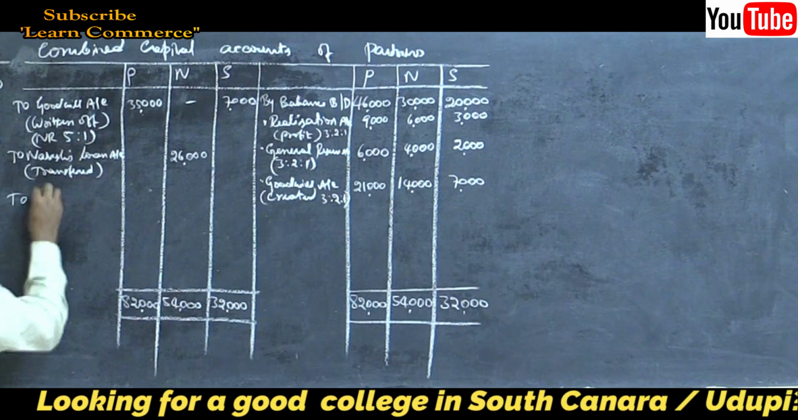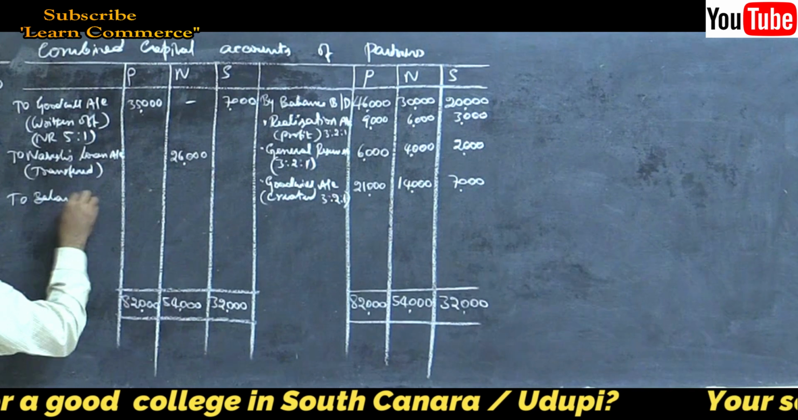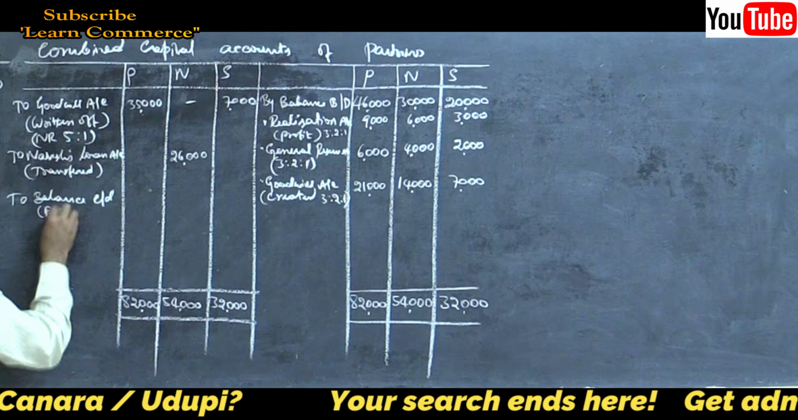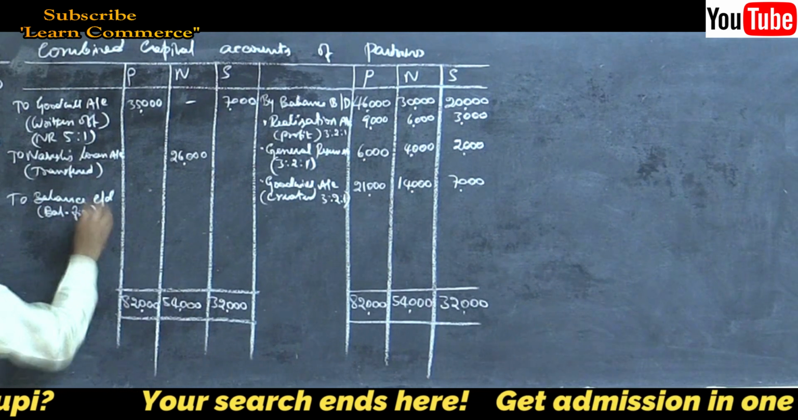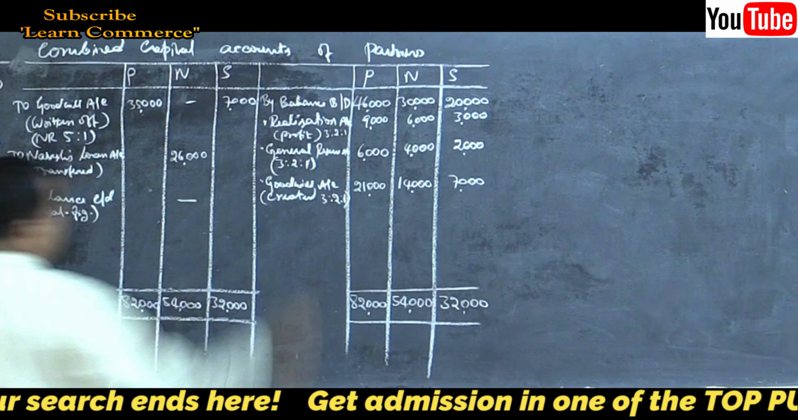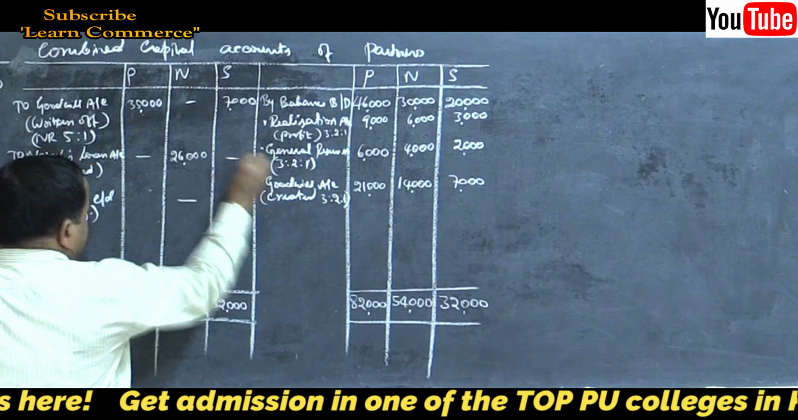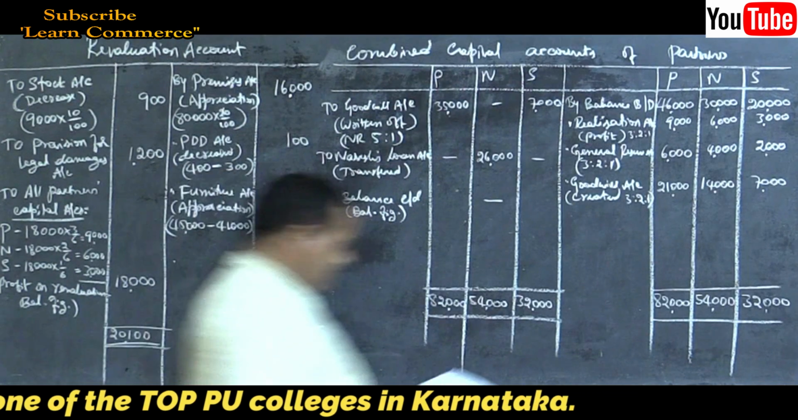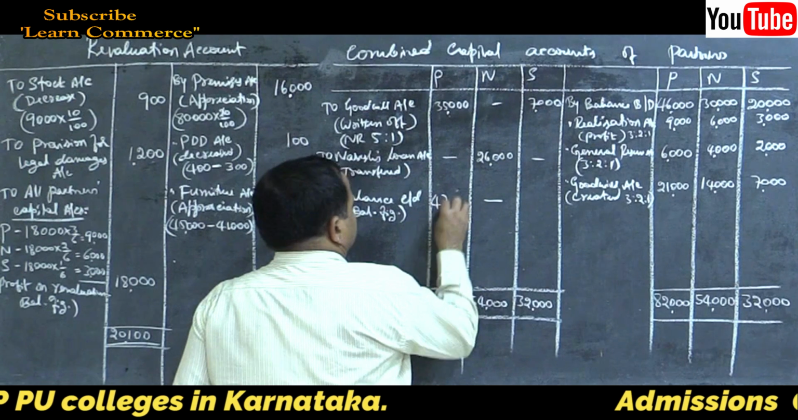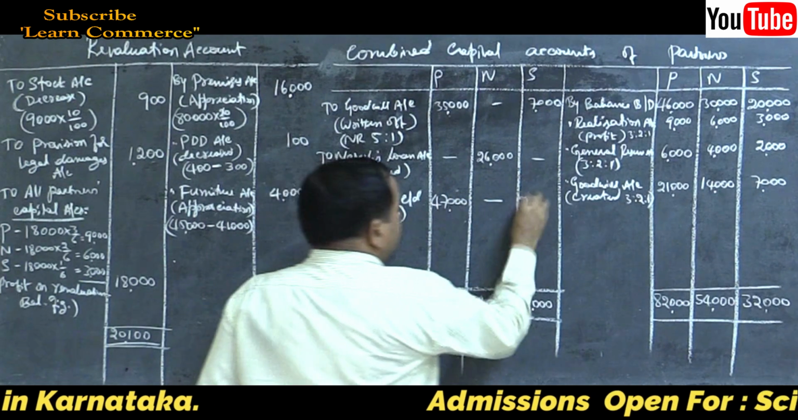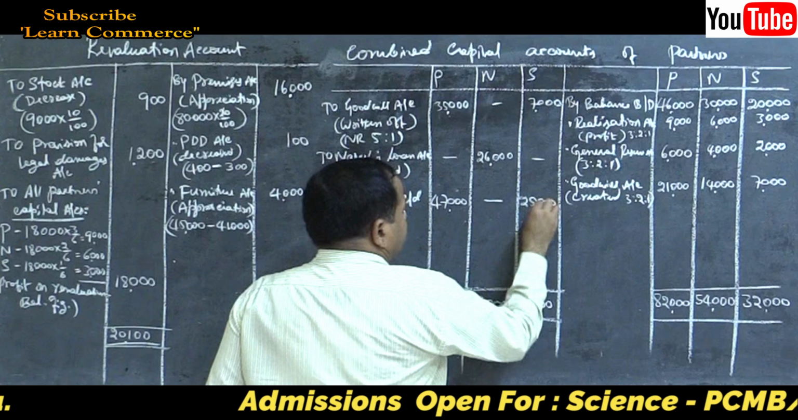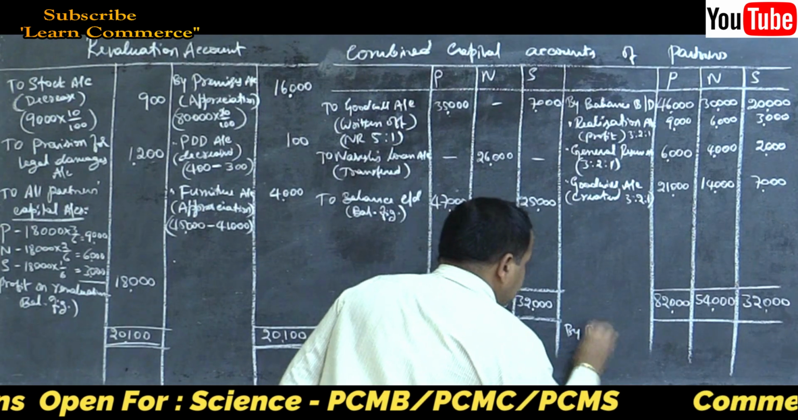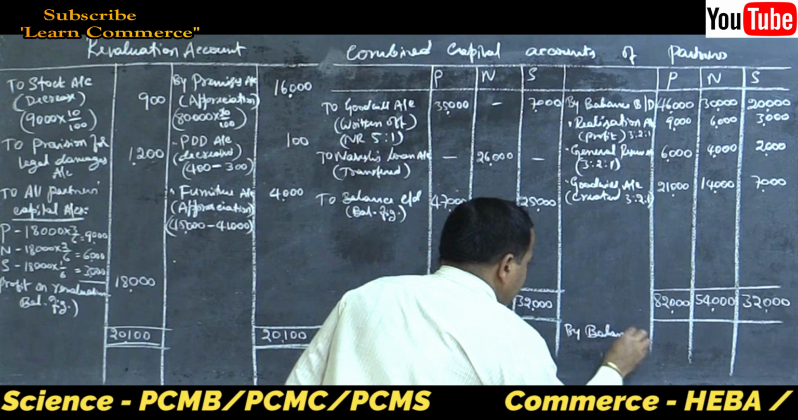Now balance the other partners' capital accounts. To balance carried down. Balance carried down, that is the balancing figure. Balancing figure only in the other partners' capital accounts, not the retiring partner. Remember this. How much? 47,000 and 25,000. So bring down that balance here. By balance brought down, by balance brought down.